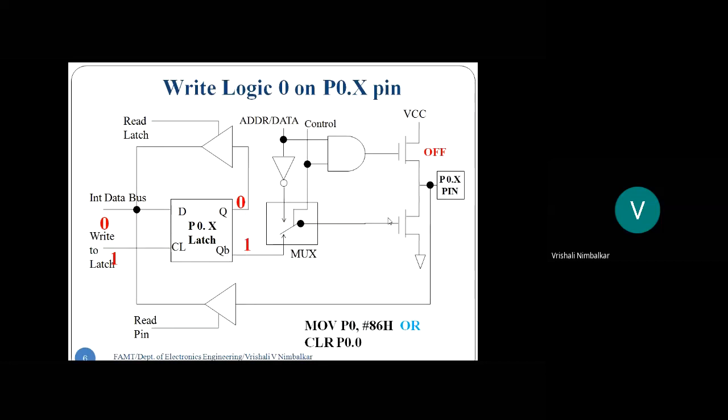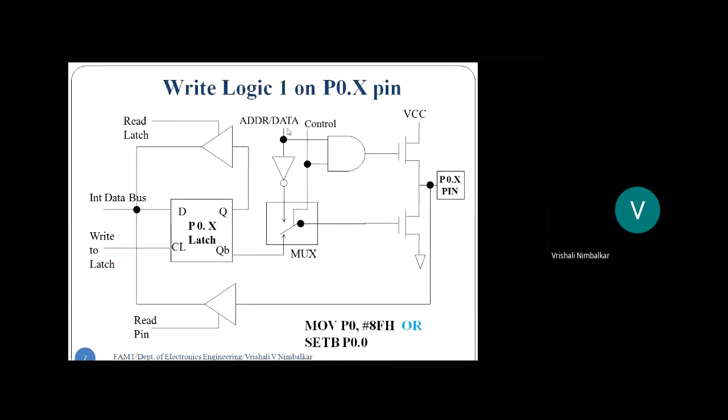This logic 1 gets transmitted to the lower MOSFET. Logic 1 to the NMOS turns the NMOS on. And that's how logic 0 appears on the pin. Why? Because this pin gets connected to ground with the help of the on MOSFET. So this is how the CLR P0.0 instruction gets executed. Logic 0 appears on the pin, that is, the pin is cleared.